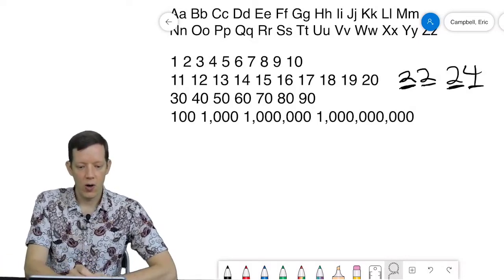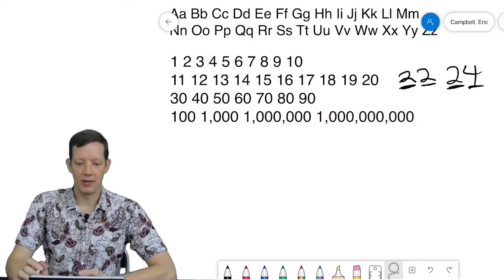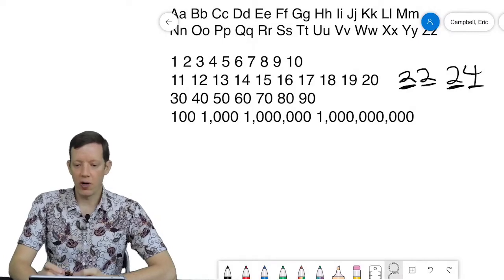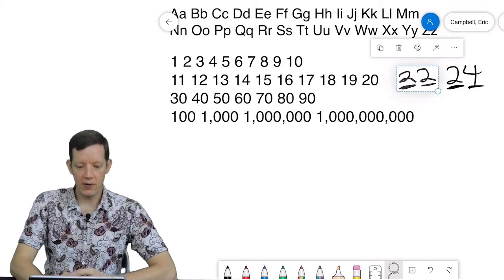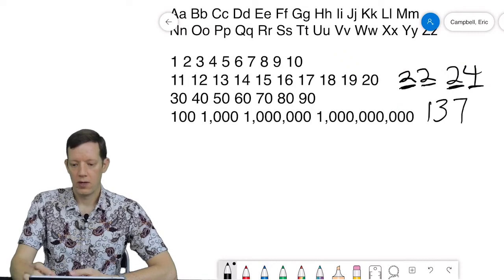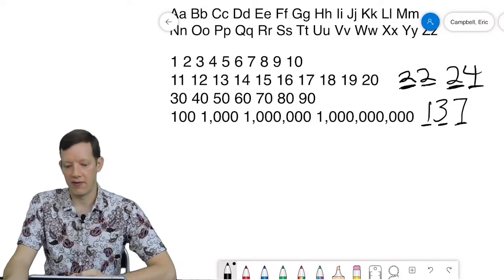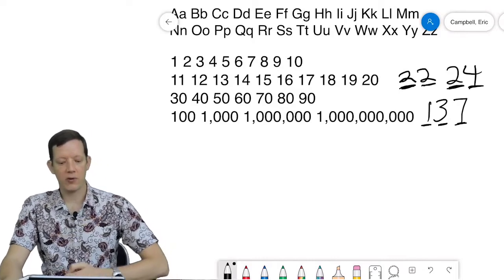Okay, now for the ones that get a little trickier. These are 100, 1,000, 1 million, and 1 billion with a B. So for these, they work the same way as when we talked about the 20s before. So if I gave you the number, you're going to read 100, then 30, then 7. So 137.